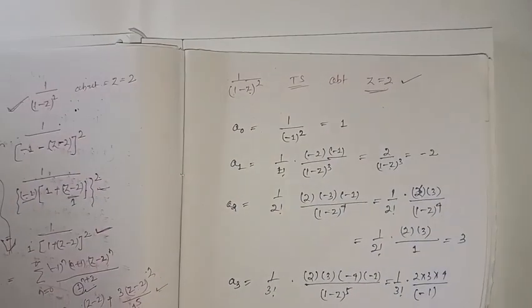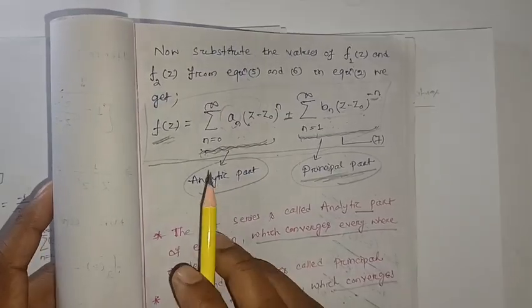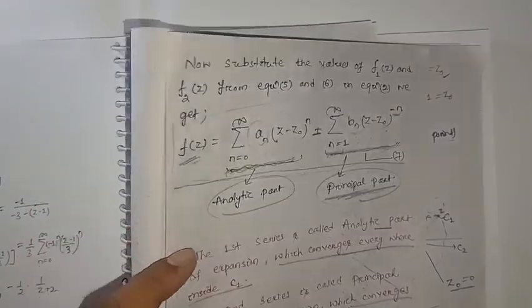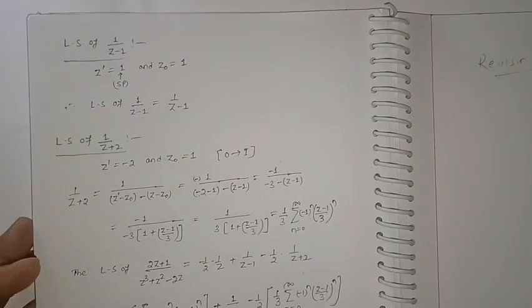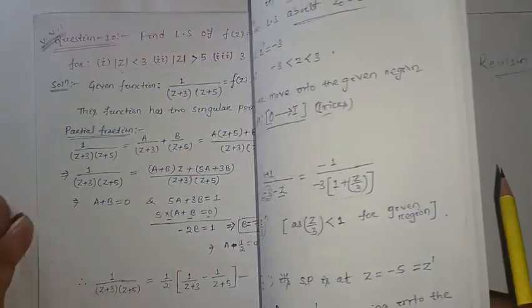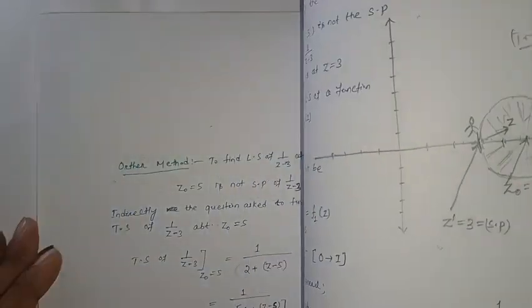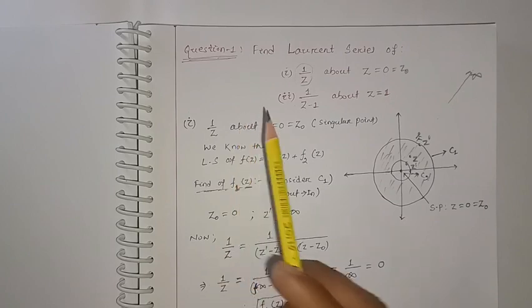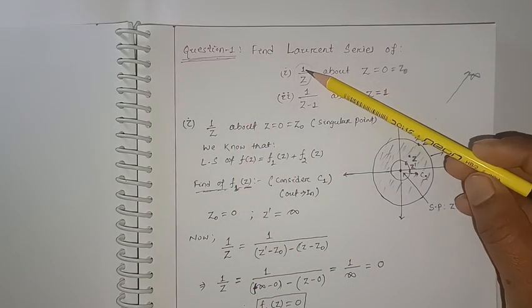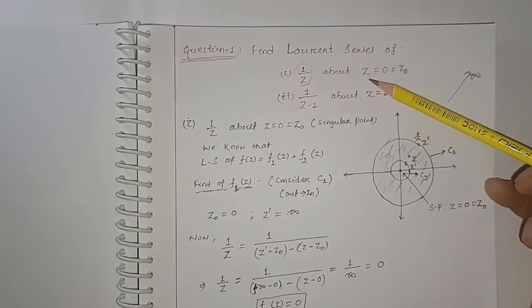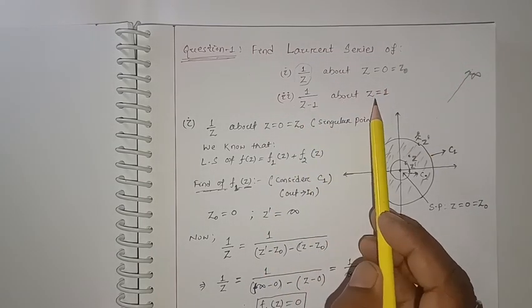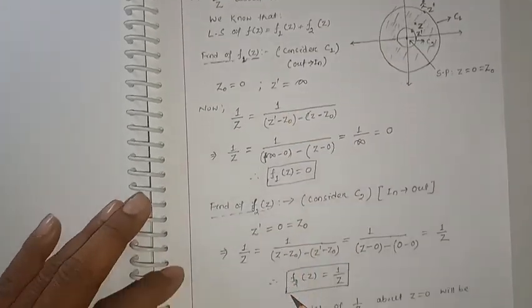After that, using the Laurent series, we solved a few numericals. What are the numericals? Here I am going to show you one by one from the beginning itself, from question number 1. You just watch. In question number 1 we discussed the Laurent series of 1 by z about its singular point, that is z equal to 0, and the Laurent series of 1 by (z minus 1) about its singular point z equal to 1. In detail we have discussed.